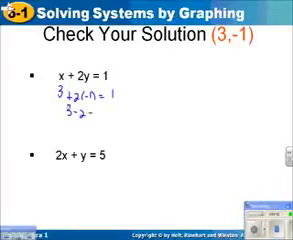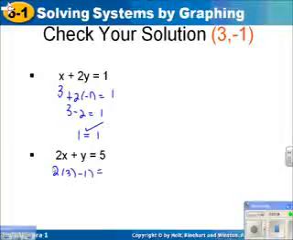So is 3 minus 2 equal to 1? Yes. So I know it's a point on the first line. Is 2 times 3 minus 1 going to be 5? So 6 minus 1, 5? Yes, it is. So I know that is the solution to the system of equations. That is definitely where the two lines intersect.